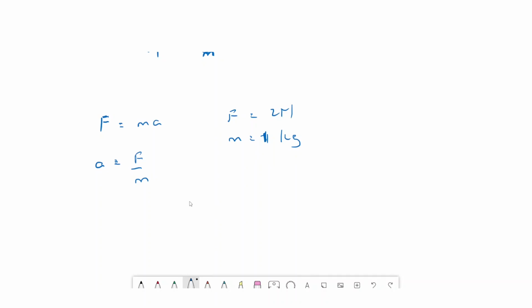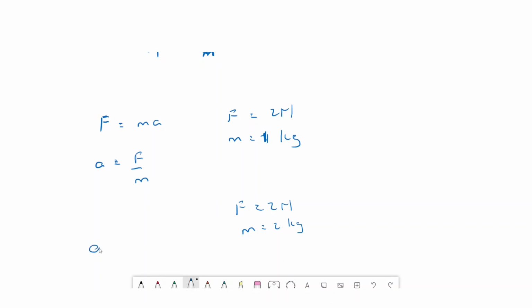Now the question is, if I apply the same force on this object, so in the second case, I am applying the same force. I'm not changing the force, but I'm changing the mass. I'm increasing my mass to 2 kg for the same force. What is going to happen to acceleration?